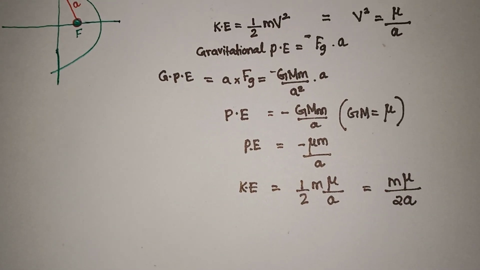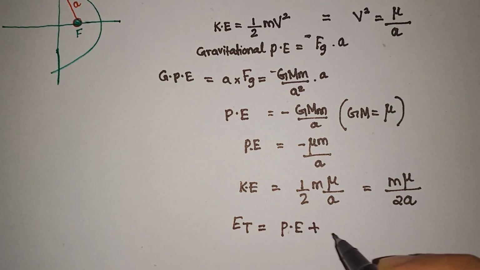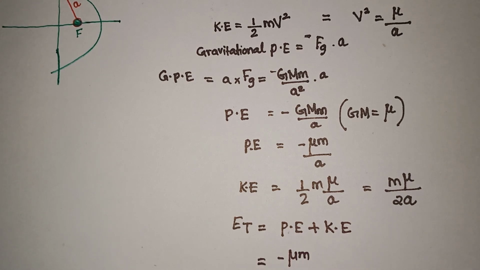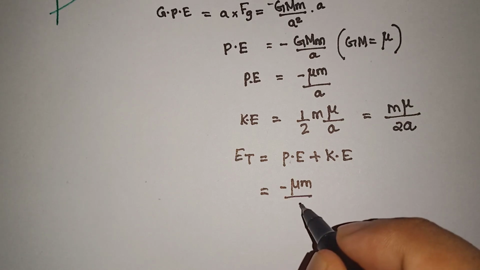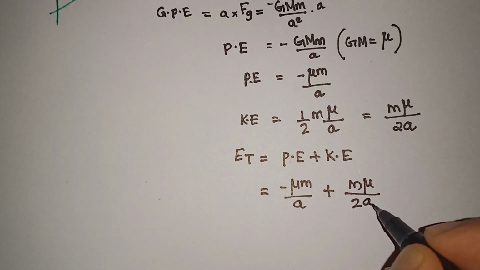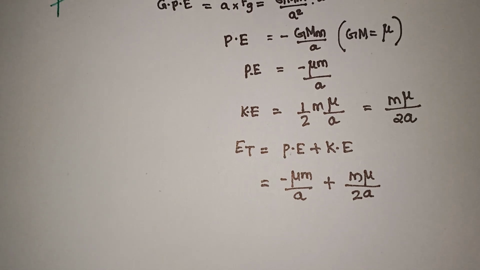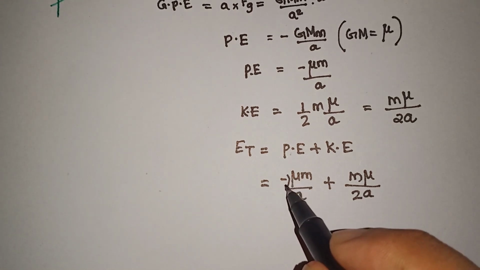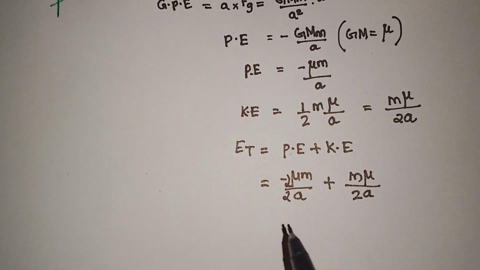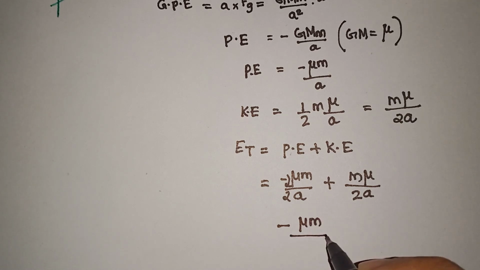Okay, I think this is clear now. Now the total energy, let it be E total, can be represented by the potential energy plus kinetic energy. And now you sum it up, you get minus mu m divided by A plus m mu, it's all the same, by 2A. If you take the common denominators, you need to multiply by 2 and divide by 2 here. Now this is going to yield me minus mu m divided by 2A.